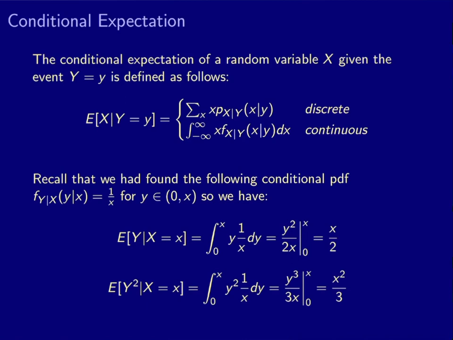So if you recall our example from the joint distribution video, we found that the conditional PDF was 1 over x for y in the open interval 0 to x, this guy right here. So directly following our definition in the continuous case that we just presented up here, we find that this is our conditional expectation. The integral is pretty standard, so I'm not going to explain that here. But notice that we're integrating with respect to y, because we want the expectation of y given big X equals little x.